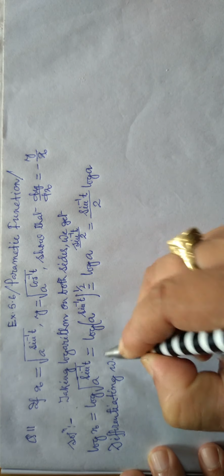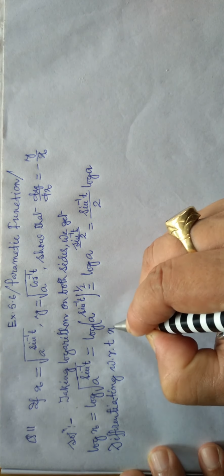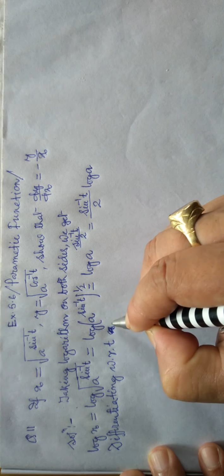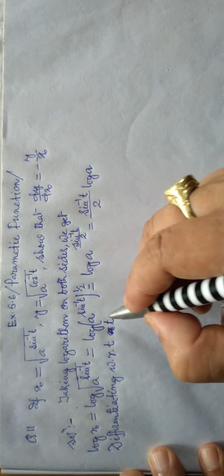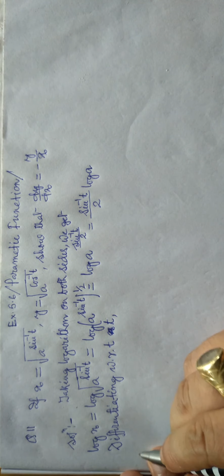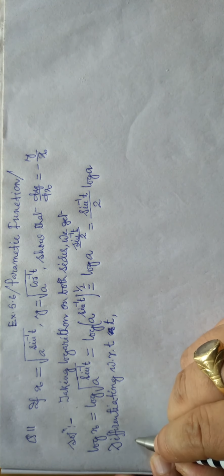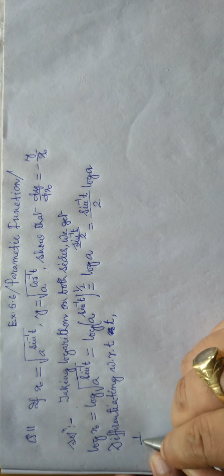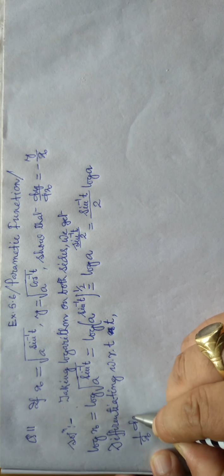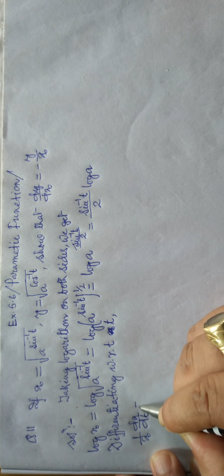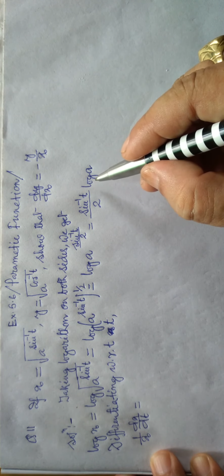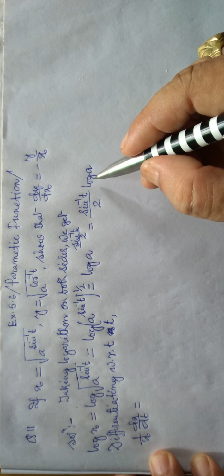Differentiating with respect to t, the equation is differentiated, and we get 1 by x into dx by dt.